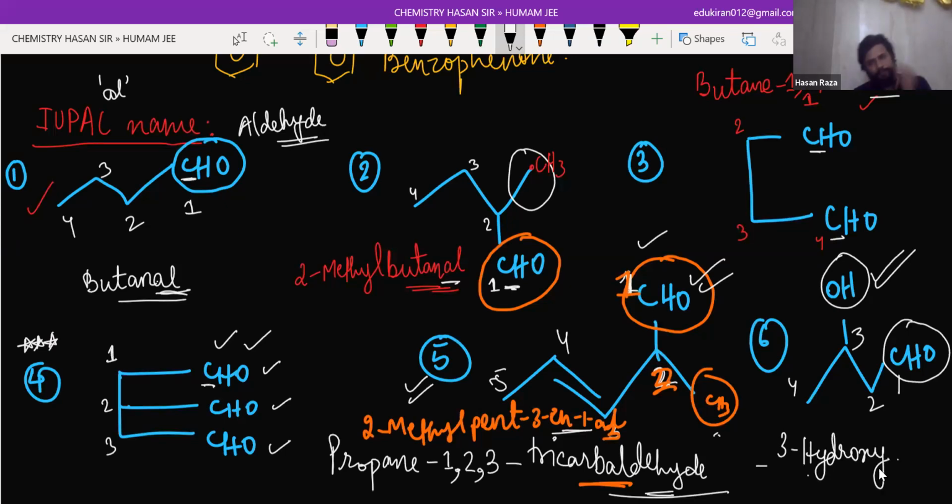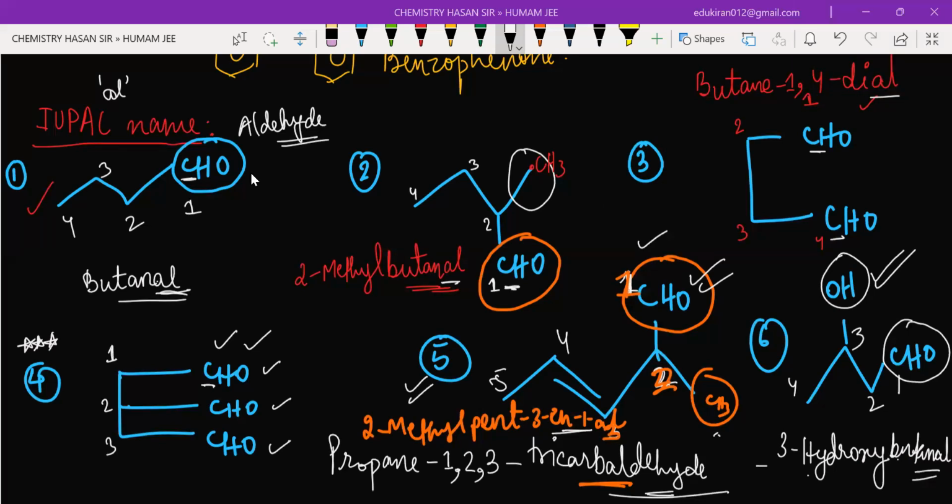No more branch. Jump to the parent carbon. How many carbon? 4 carbon, and all are singly bonded, so butane. And at the first carbon, you have aldehyde, which you counted in the carbon, so butanal. Isn't it easy? Spend some time on nomenclature.